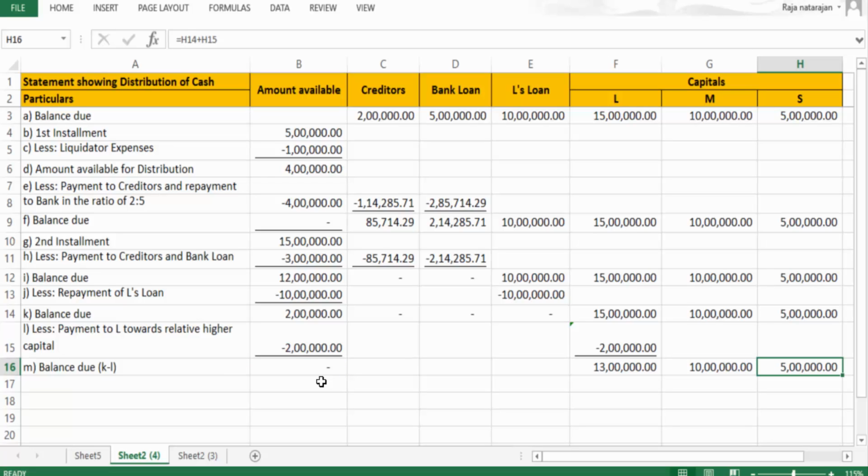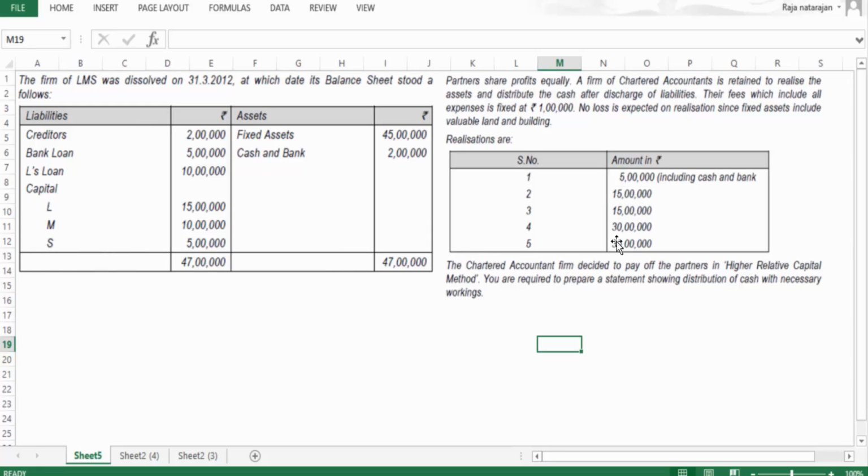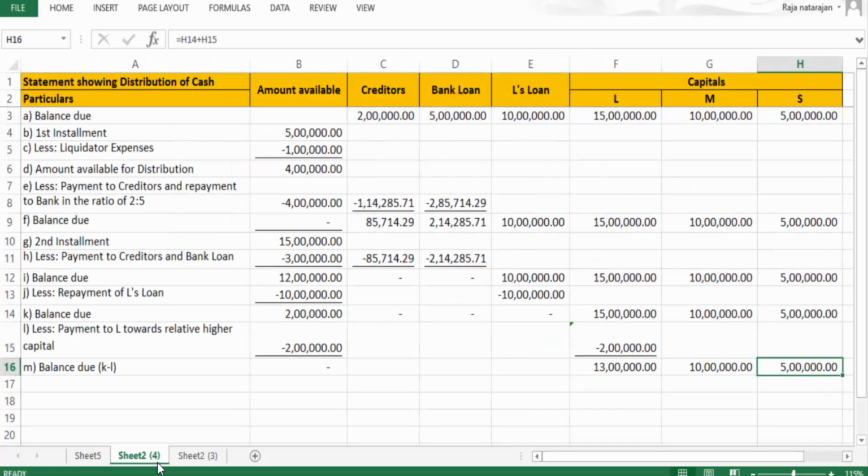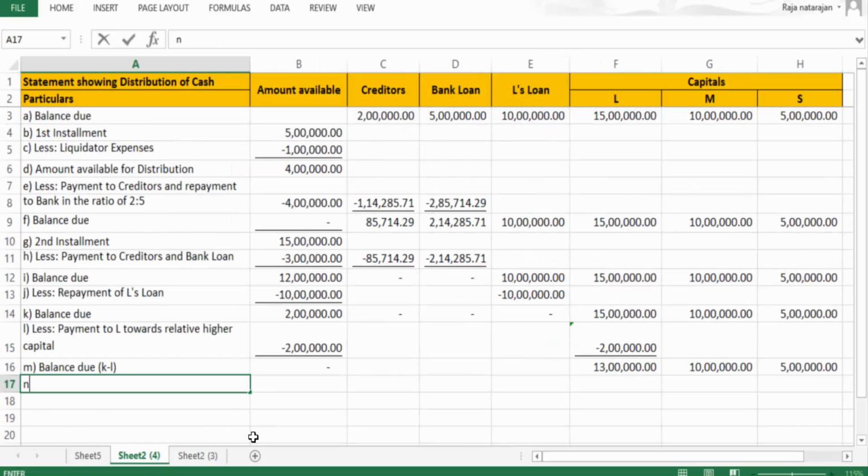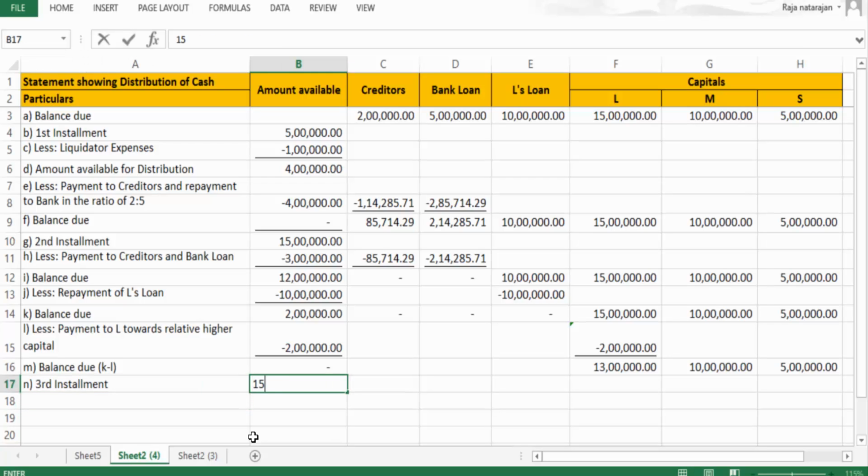Then comes the next payment. I think the third installment comes into picture. What is the third installment? It is again 15 lakhs. So let's capture item N, say third installment. And what is the third installment? It is 15 lakhs. Fine.